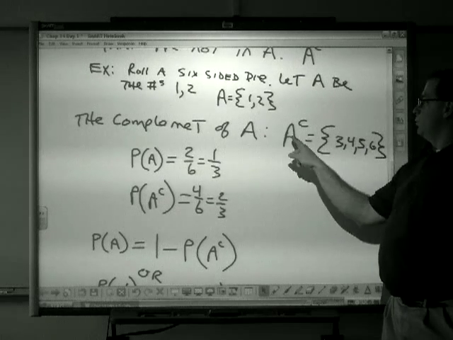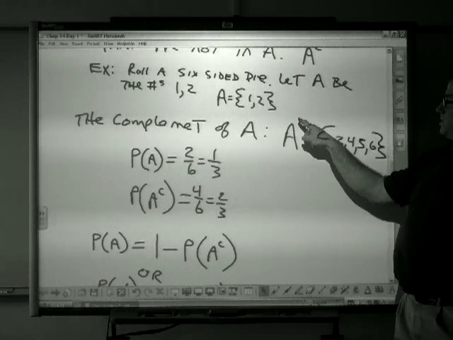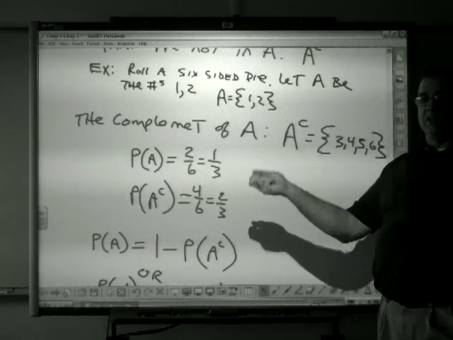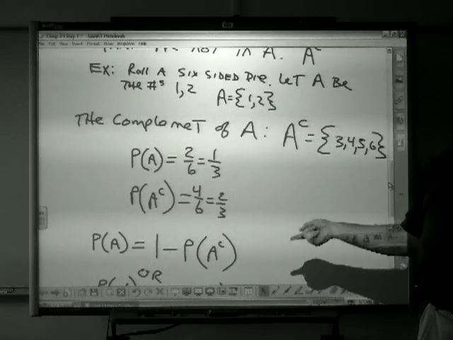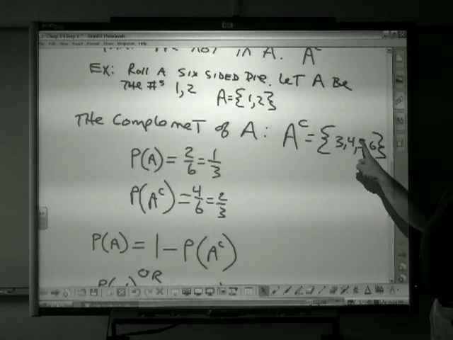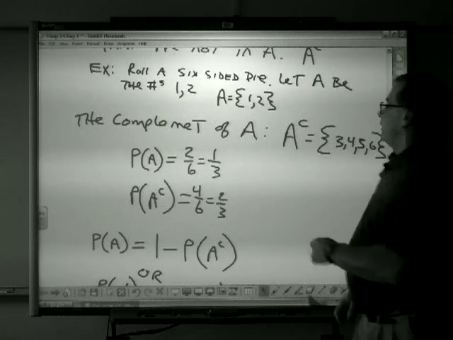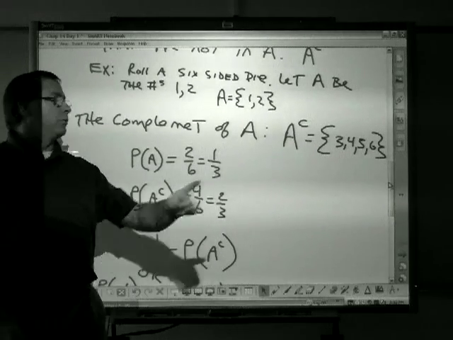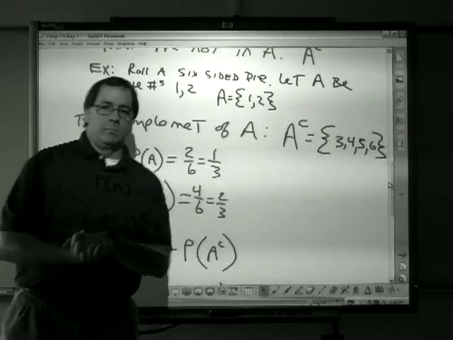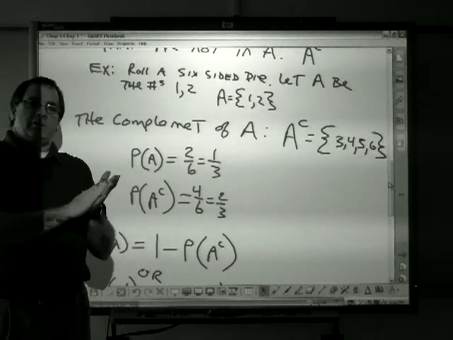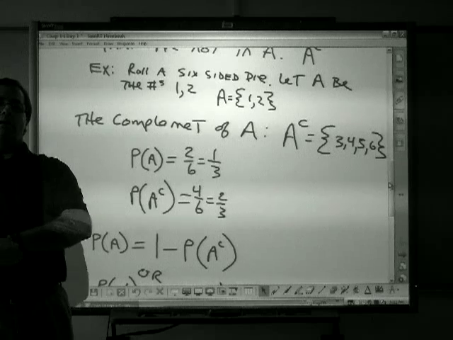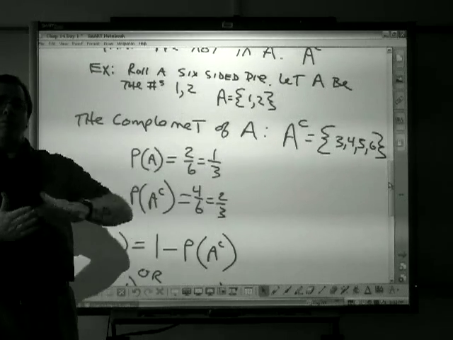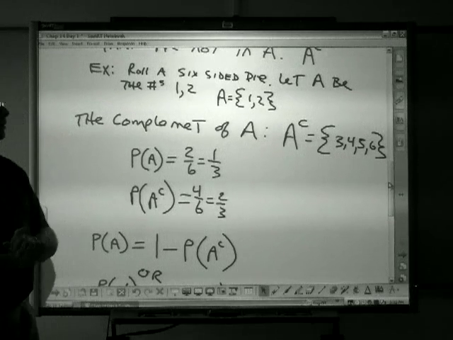The complement of A, which we write as A with this little c up here, is everything not in A, but still I could get when I roll my die. So the other things would be the numbers 3, 4, 5, and 6. So event A, I roll a 6-sided die, is the numbers 1 and 2. A complement would be 3, 4, 5, 6. Let's talk about weather. It's either rain or it doesn't rain. The probability it rains might be event A. A complement would be the probability that it doesn't rain.